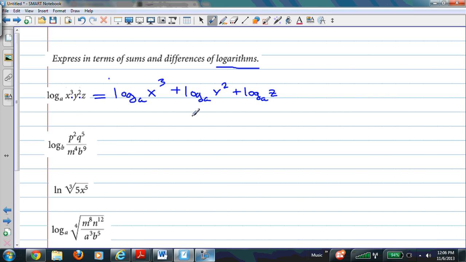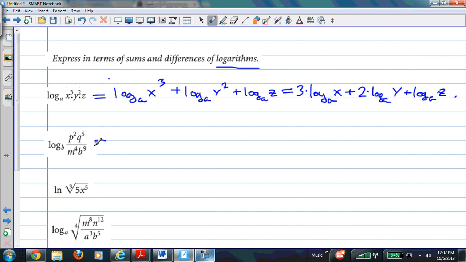So that just using the product. Now I can take it further. What I see in the first place here, I see log base a of x cubed. So that means I can apply the power rule and bring the exponents down. So it's 3 times log base a of x plus 2 times log base a of y plus log base a of z. And that's my final answer. Now we express it in terms of sums and difference of logs.